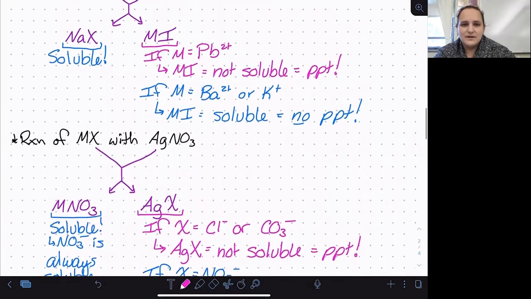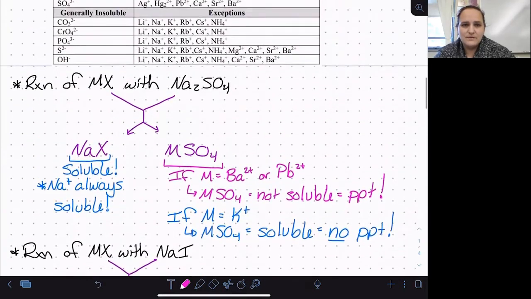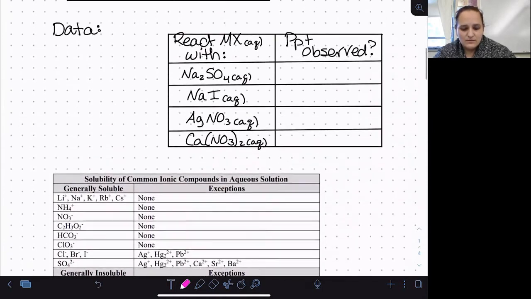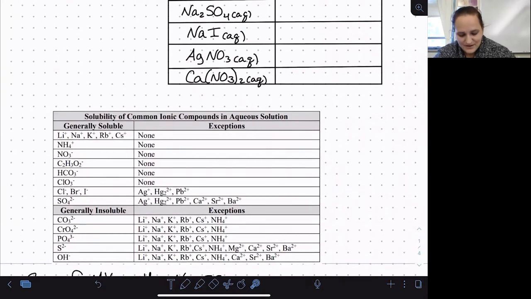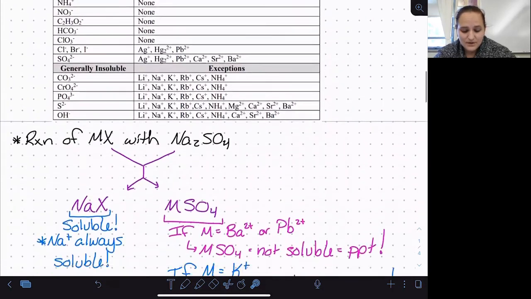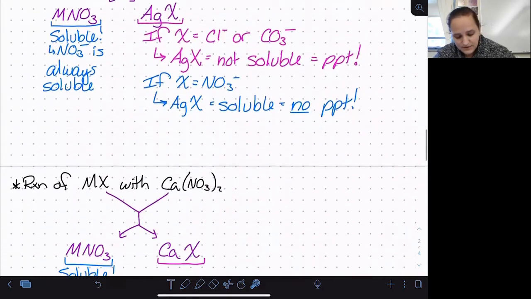So looking back to the solubility rules, we know that nitrate is always soluble with everything, so it won't precipitate with calcium. Chloride is usually soluble. Calcium is not an exception, so calcium paired with chloride would be soluble, and we would expect to not see it precipitate. But carbonate, usually not soluble. Calcium is not an exception, which means that there would be a precipitate there because the product would be insoluble.